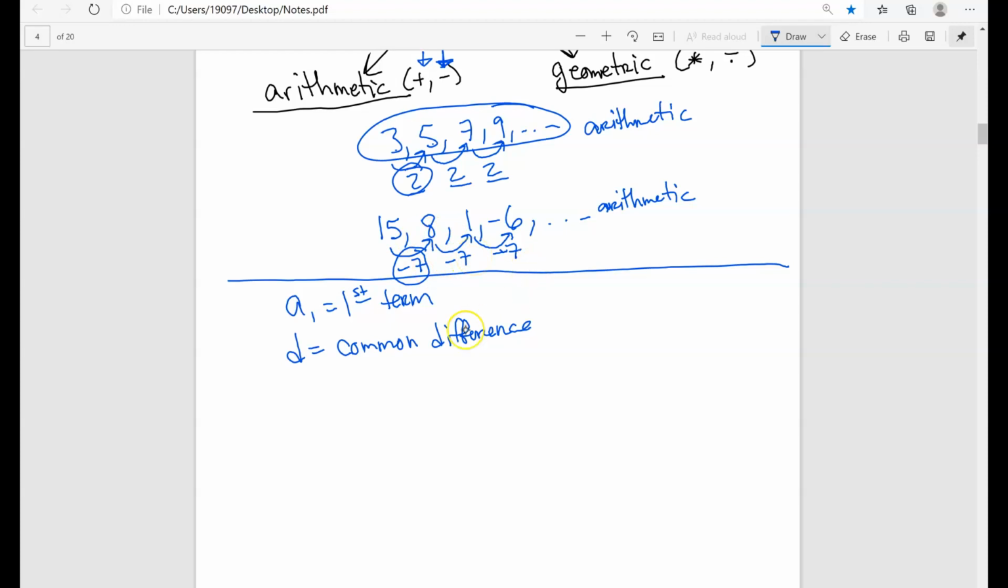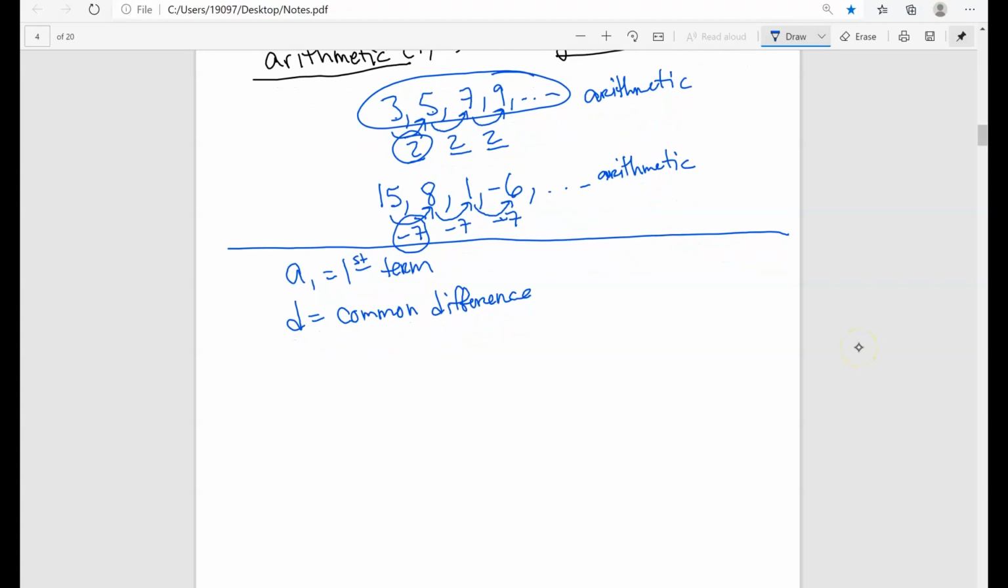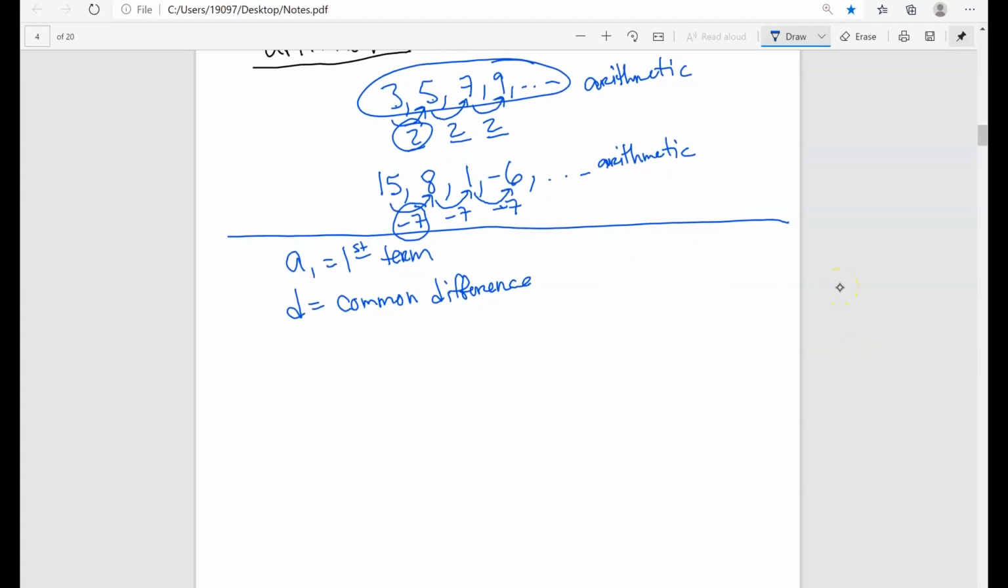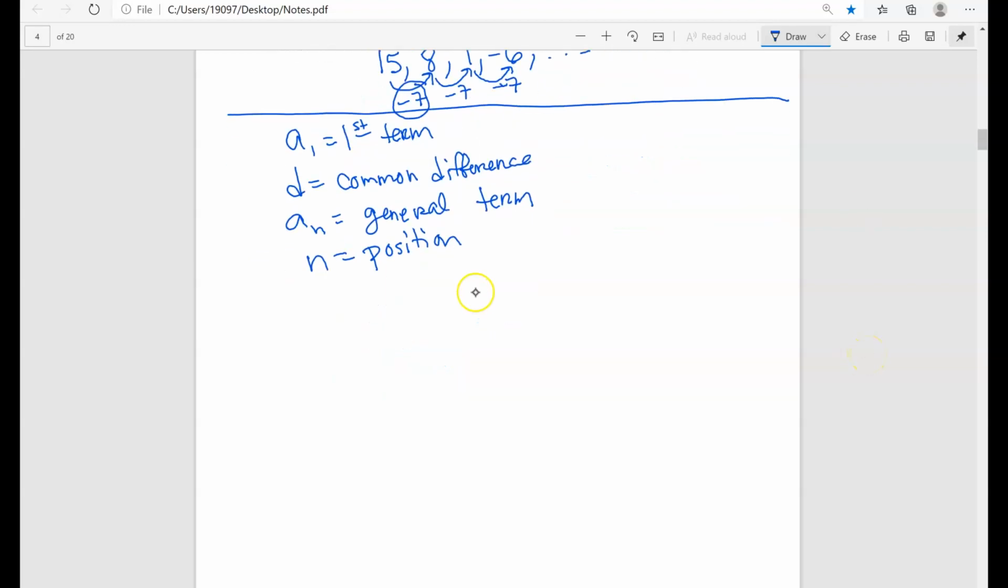Okay, so let's try to figure out how we can come up with the formula. Remember, an is also what we're going to call the general term. So this is for any value of n. And n here is going to be the position. So what position am I in? Am I in the first term, second term, whatever? Okay, so what is going to be the formula? We're going to start off with a1. That's basically the first term.